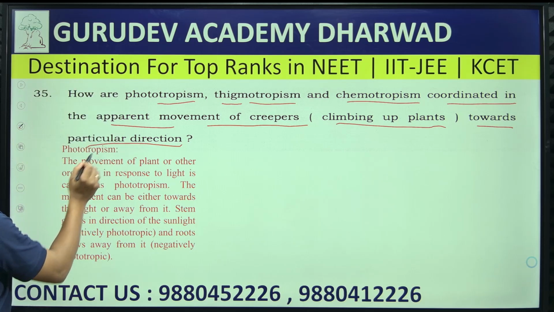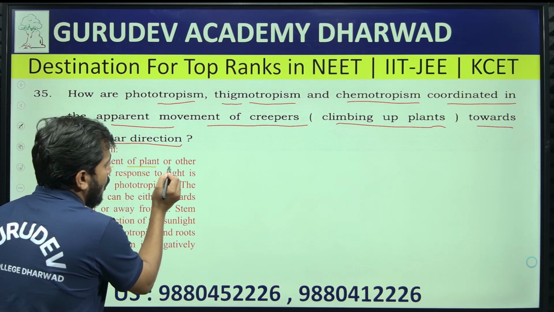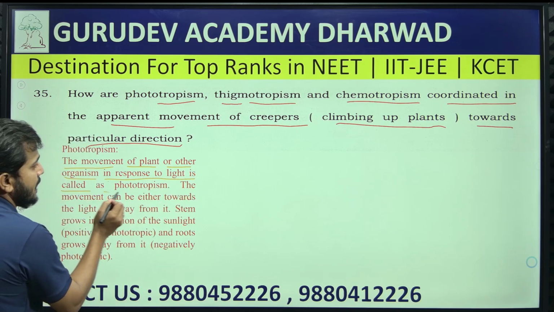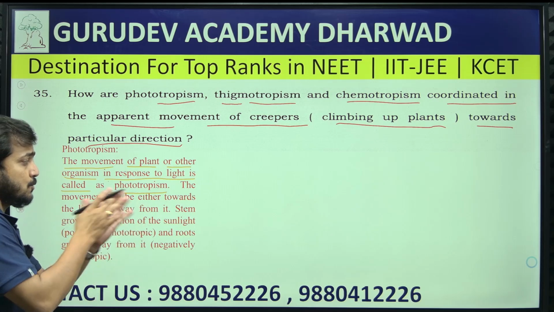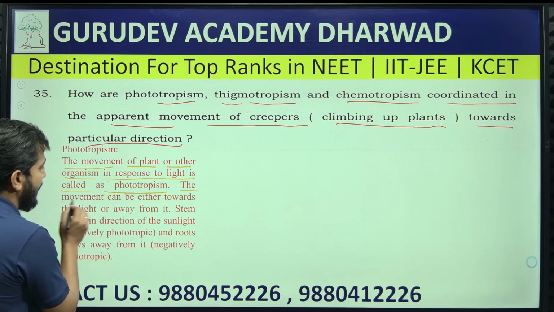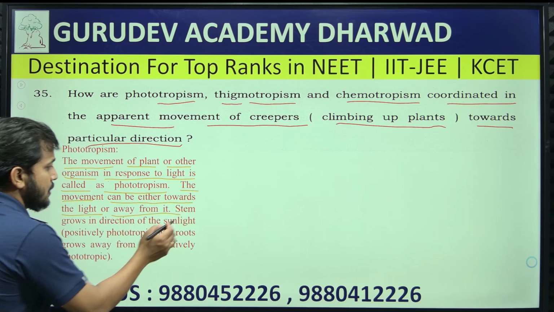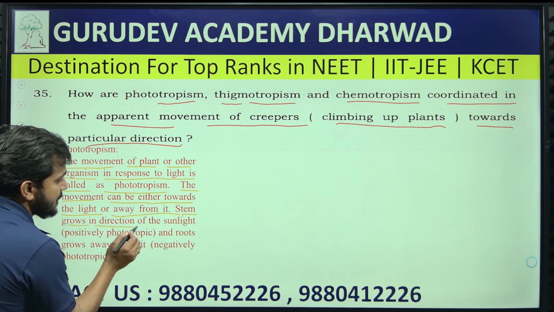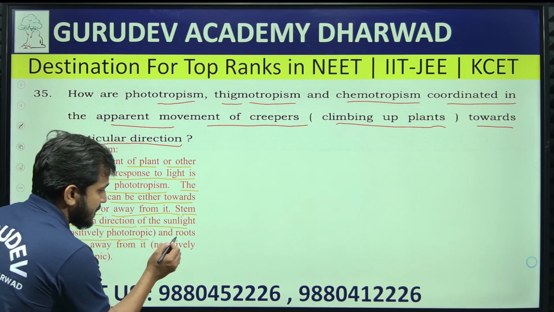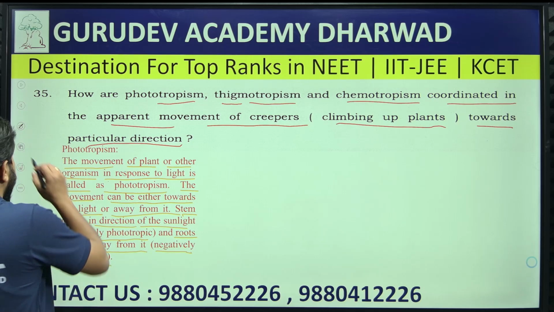First, we'll understand what exactly phototropism is. The movement of a plant or other organism in response to light is called phototropism. The plant moves towards light, and that is phototropism. The movement can be either towards the light or away from the light. The stem grows in the direction of sunlight, which we call positively phototropic, and the root, which grows away from it, is negatively phototropic.